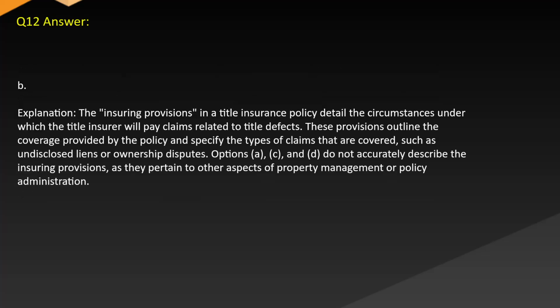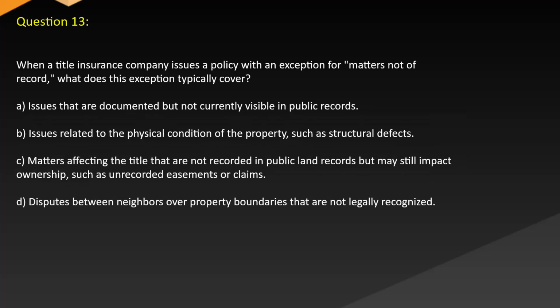Answer: B. Explanation. The insuring provisions of a title insurance policy detail the circumstances under which the title insurer will pay claims related to title defects. These provisions outline the coverage provided by the policy and specify the types of claims that are covered, such as undisclosed liens or ownership disputes. Options A, C, and D do not accurately describe the insuring provisions, as they pertain to other aspects of property management or policy administration.